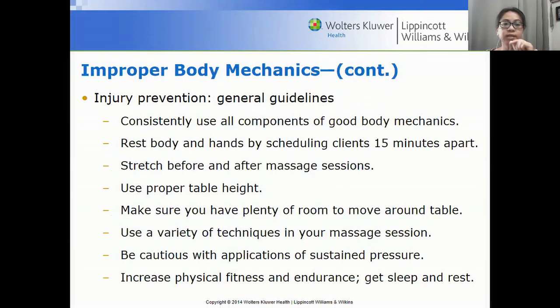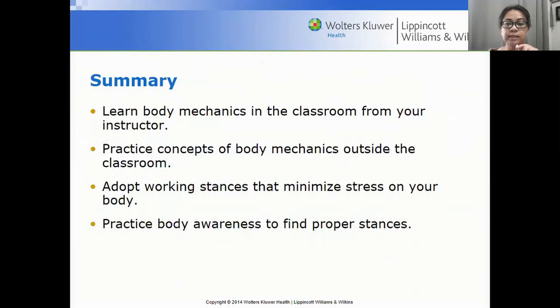So next one is injury prevention. What are the guidelines in this? Consistently use all components of good body mechanics. Rest body and hands by scheduling clients or your athletes 15 minutes apart. Stretch before and after massage session. Use proper table height. Make sure that you have plenty of room to move around tables, and use a variety of techniques. And be cautious with application of sustained pressure. Increase physical fitness and endurance. And of course, sleep and rest is very important.